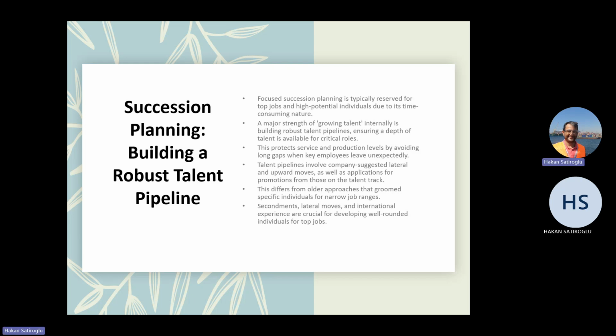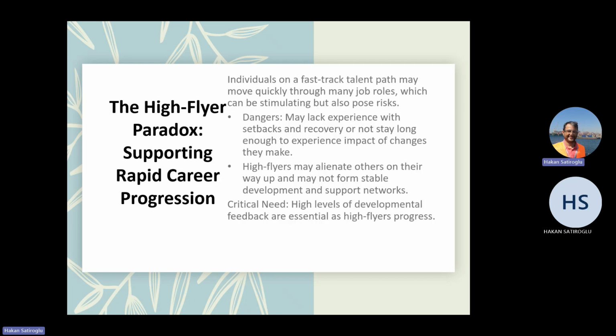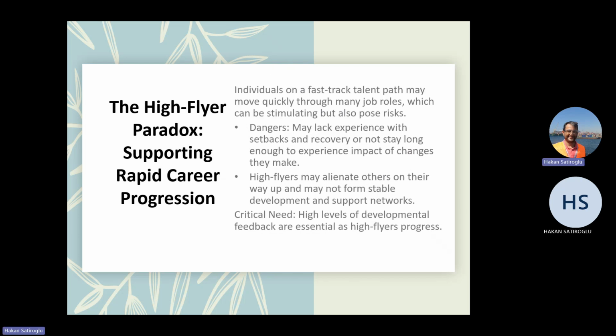So we have a paradox approach in our textbook. It says individuals on a fast track talent pathway may move quickly through many job roles, which can be stimulating but also poses risks. As we always say, we should bring the counter arguments, so these are given here. High flyers may alienate others on their way up and may not form stable development and support networks.